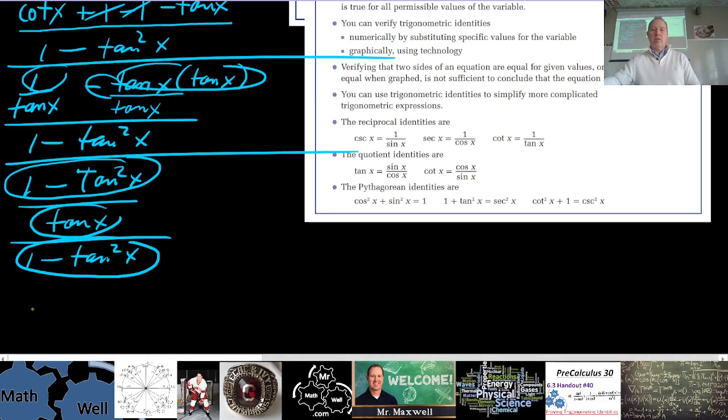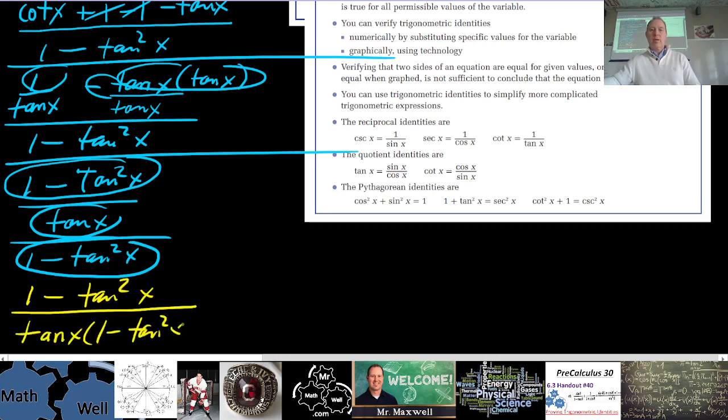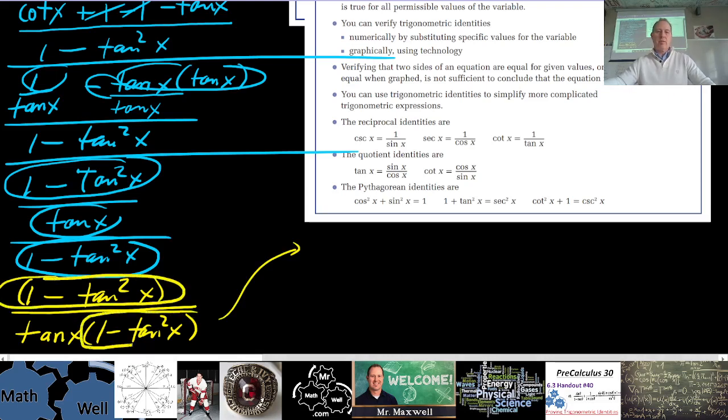So it's going to end up like this. I'll try and change colors here. It's going to be 1 minus tan squared x over, you flip and multiply, tan x times 1 minus tan squared x. Now this is looking beautiful. This is looking really, really encouraging, because now I have a common factor on the top and a factor which is multiplied on the bottom. And guess what? Those go. They're gone. I'm left with 1 over tan x.